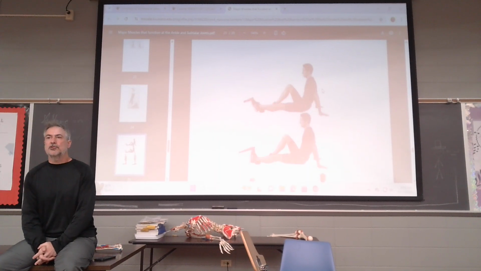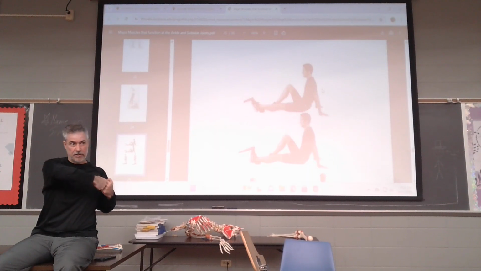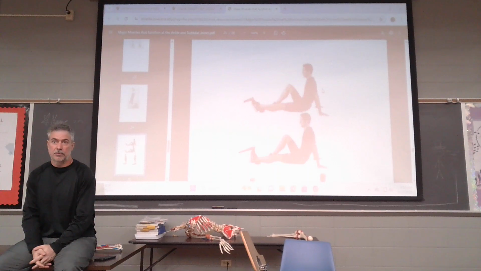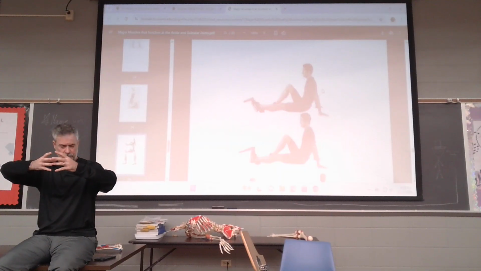Process. The TheraBand is trying to do what, for example? Plantar flex, right? So if the TheraBand's trying to plantarflex, we need muscles that are trying to dorsiflex. We have a name for those. We call them dorsiflexion pullers, or dorsiflexors. Who are those dorsiflexors? So we establish the agonist.